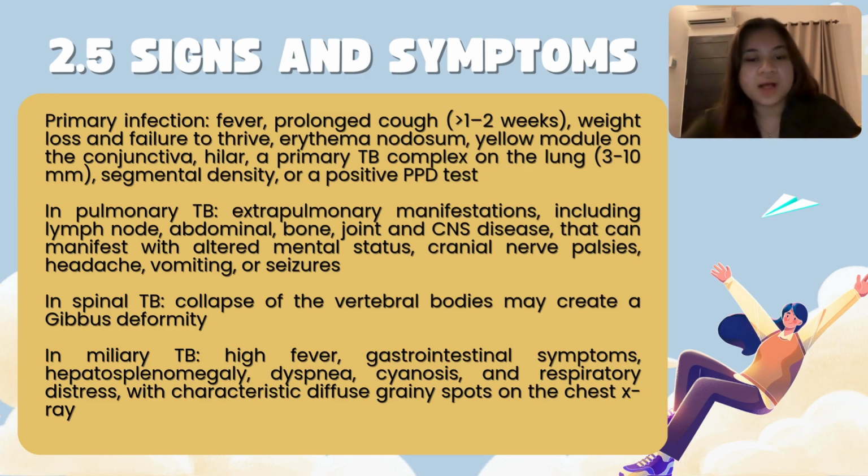For primary infection, children will have fever, prolonged cough, weight loss and failure to thrive, and the rest is mentioned in the slide. In extrapulmonary TB, manifestations include lymph nodes, abdominal, bone, joint, and CNS disease that can manifest with altered mental status, cranial nerve palsy, headache, vomiting, or seizure. In spinal TB, children will have gibbous deformity, and in miliary TB, children will have high fever, GI symptoms, hepatosplenomegaly, dyspnea, cyanosis, and respiratory distress with diffuse greenish spots on the chest X-ray.